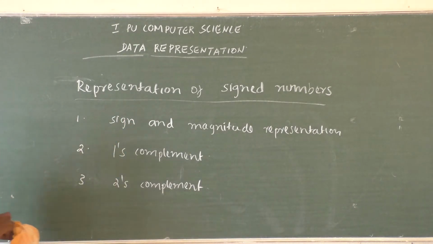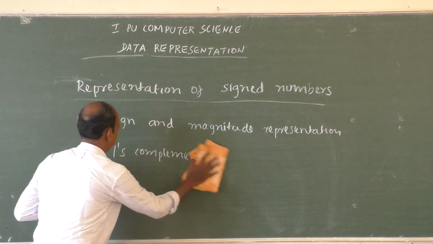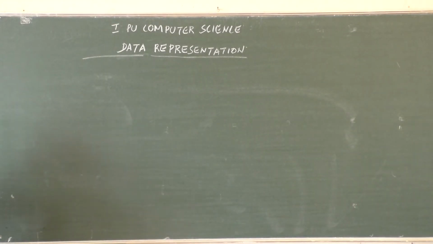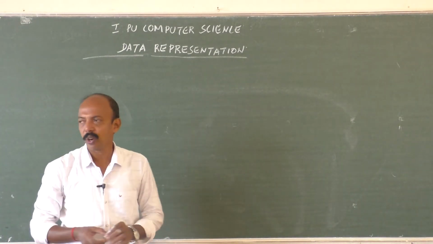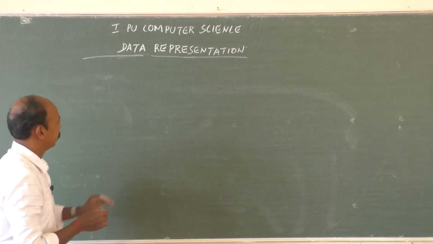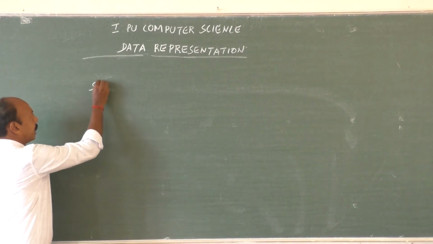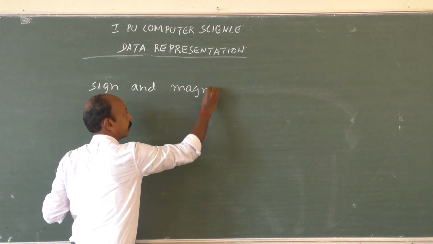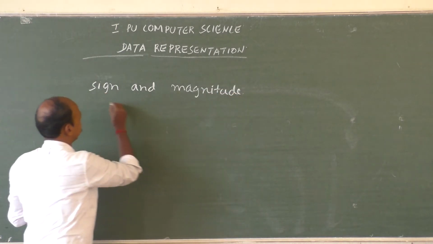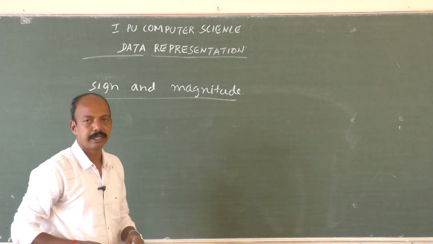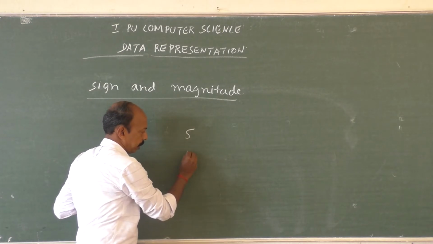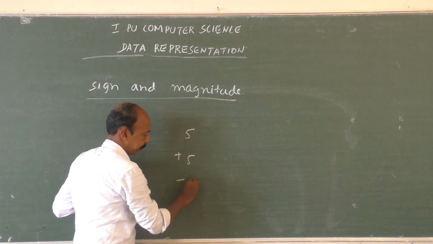Coming to the first one, sign and magnitude representation. Representation of signed numbers is also called fixed point representation. Now coming to the sign and magnitude representation, as we have discussed, let us recall it once again. We can write a number 5, plus 5 or minus 5.